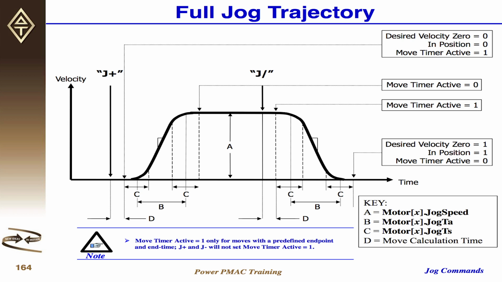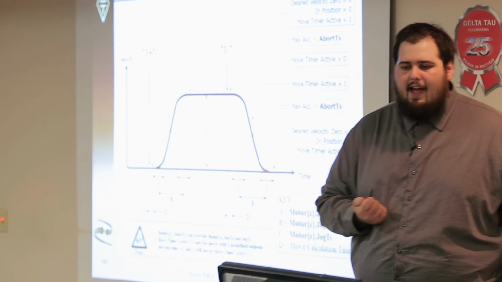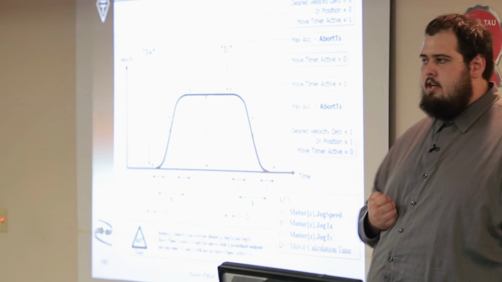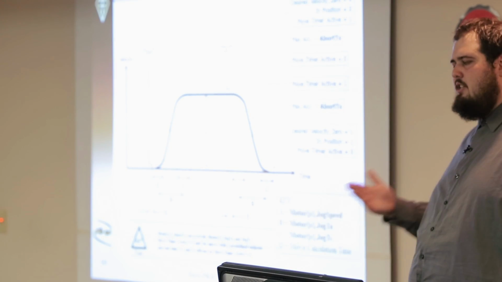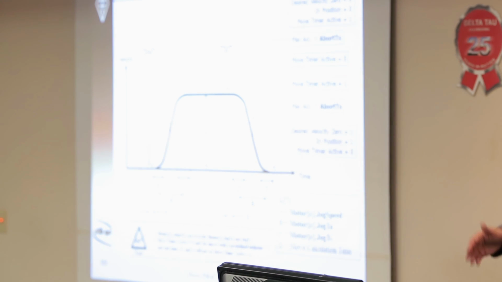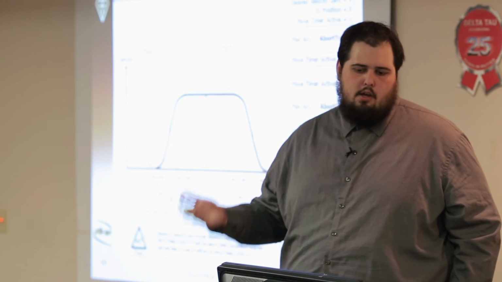Okay. One other thing to note is we have a couple of status bits that can be used for checking motion. In this case, we're looking at the desired velocity 0 status bit. That will go true whenever the desired velocity for that motor is 0. You have the in position status bit, which is: is the motor in its commanded position, or does it believe it's in its commanded position? And last, you have the move timer active status bit. Whenever you issue a move command that has a defined endpoint, it's not an indefinite move, it will go true. Whenever the motor is not doing a move that has a defined endpoint, it will be false.